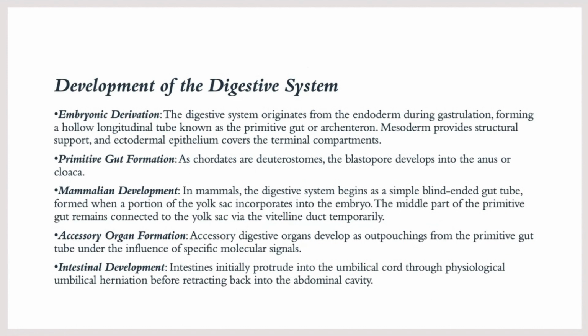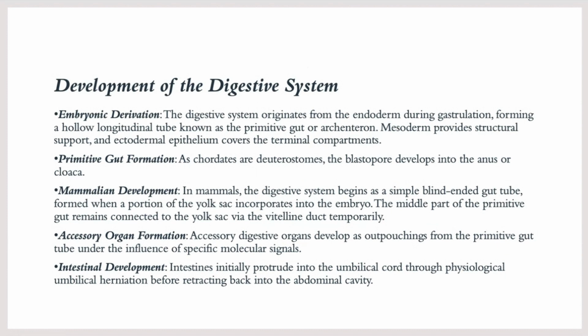Now, the development of the digestive system. This is the third part of the question. How did the digestive system develop? Well, firstly, it comes from the endoderm, and it forms a hollow longitudinal tube that is known as the primitive gut or the archenteron. Then the mesoderm, which is above the endoderm, is going to give the structural support, and then the ectodermal epithelium, which is even more above this area, is going to cover the terminal compartment, so the end of this longitudinal tube.